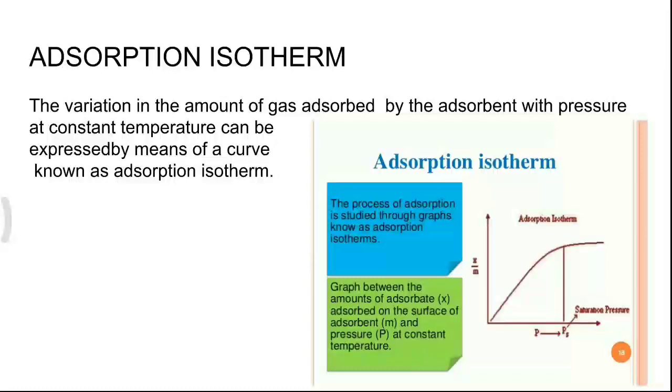As the pressure increases, x by m values are increasing and it is reaching a maximum value at a particular pressure, and that pressure is called saturation pressure. If you increase the pressure again, from the graph you will come to know the x by m is becoming a constant, because after saturation pressure the curve is becoming a straight line which is parallel to the x-axis, or x by m is equal to a constant.